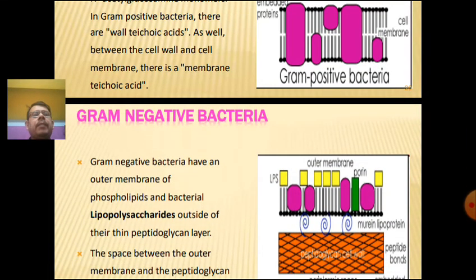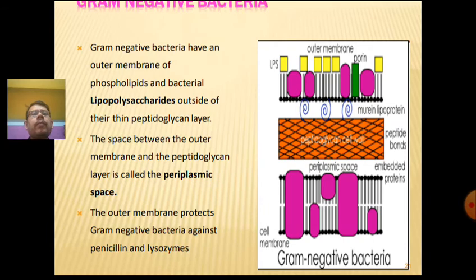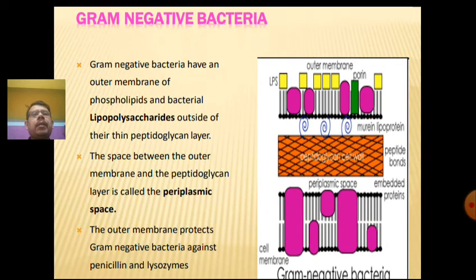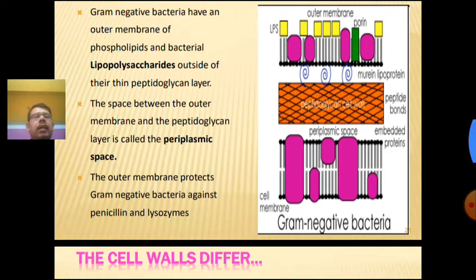In gram-negative bacteria, there is an outer membrane made of phospholipid and bacterial lipopolysaccharides. So there is a basic difference in the cell wall between gram-positive and gram-negative bacteria. Based on these cell wall components, the dye will react or complex differently. Outside the thin peptidoglycan layer, the space between the outer membrane and the peptidoglycan is called the periplasmic space. The outer membrane protects gram-negative bacteria against penicillin and lysozyme.